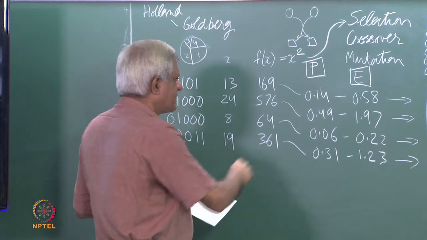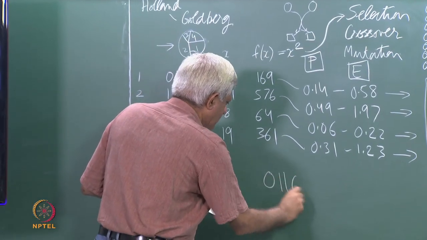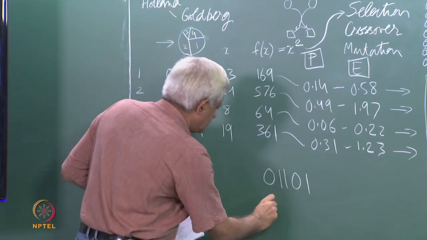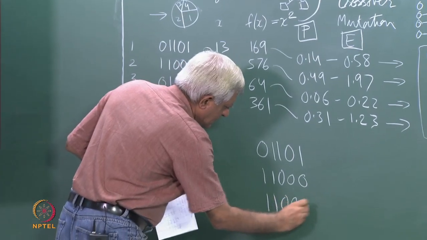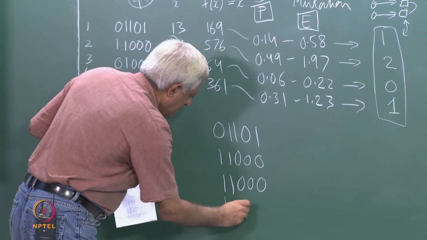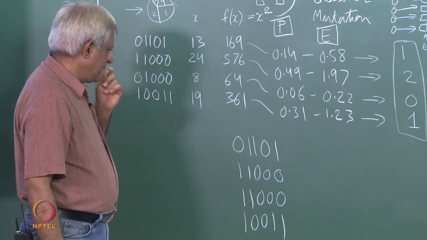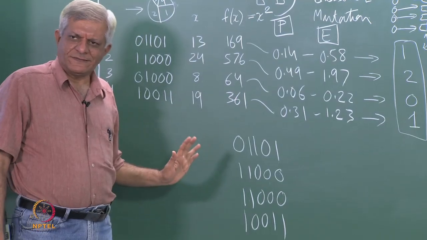So, let us redraw that population. So, 0, 1, 1, 1 copy of this, 2 copies of this, and 1 copy of this. So, this is my new population. So, selection phase is over, now begins the crossover phase.